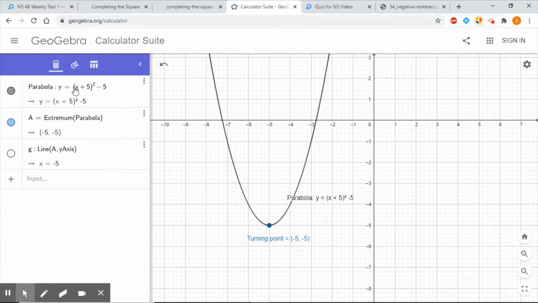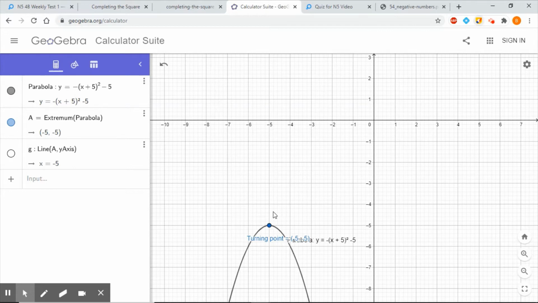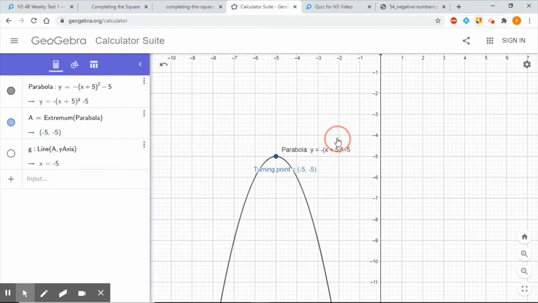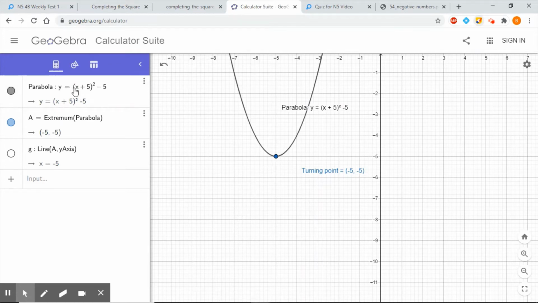Now, as we saw previously, it's not just U-shaped graphs we can get. If there's a negative in front of the bracket, I'll move that to make it clearer. Here you can see there's a negative in front of the bracket. If that's the case, all that's going to change is whether it's a U-shaped or an N-shaped graph. And in this case, because it's got a negative, it's going to be an N-shaped graph. Notice that the turning point doesn't change. The only difference between those two graphs is whether it's a maximum or a minimum turning point. So it's just a reflection there.